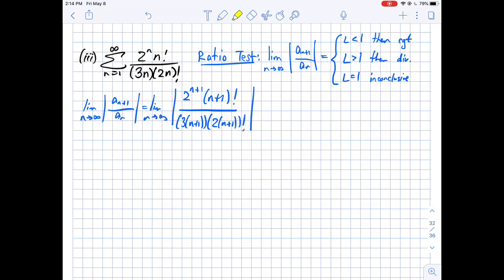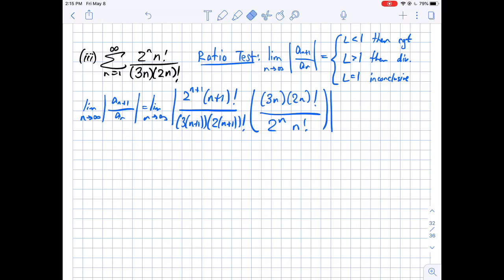Okay, now wait, that is just our a_{n+1}. Then we have to divide by a_n, but instead of dividing by a_n, I'm just going to multiply by the reciprocal. So I'm going to take a_n, take the reciprocal, which means I'm going to flip the numerator and the denominator, and multiply by that. So here I multiply by 3n times (2n) factorial, divided by 2 to the n times n factorial. And this is the limit that we have to do.